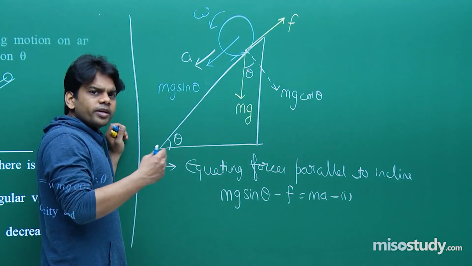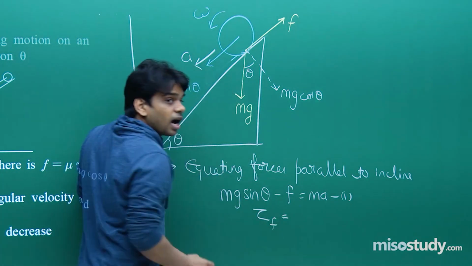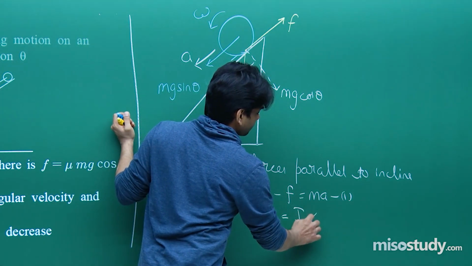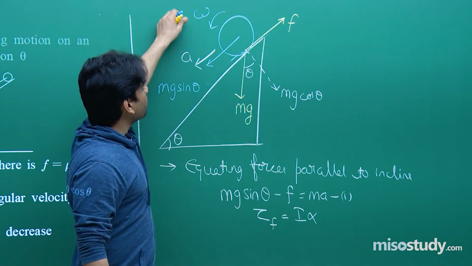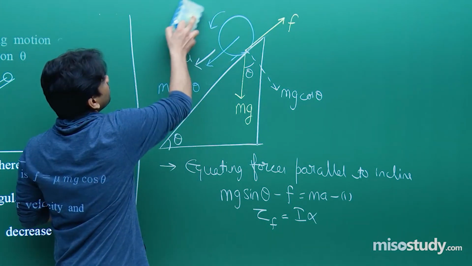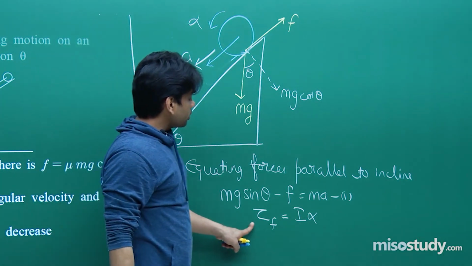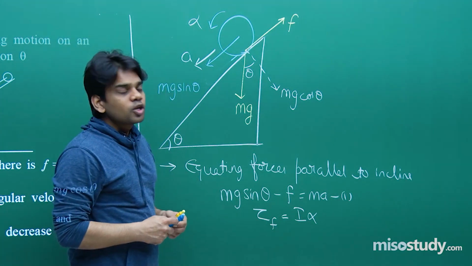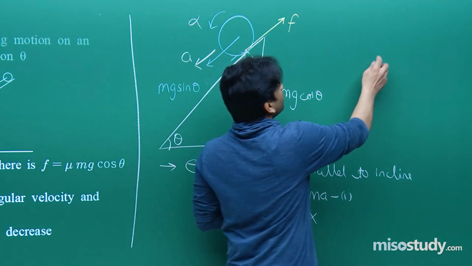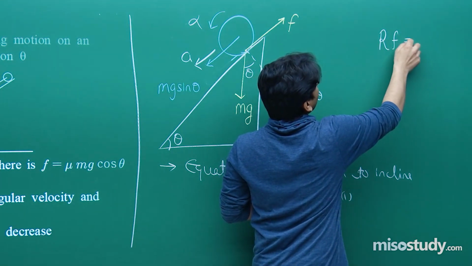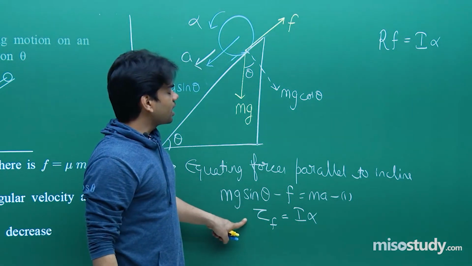Formulating the torque equation, we can write the torque due to frictional force will be equal to I into alpha, where alpha is the angular acceleration. So instead of omega for angular velocity, it will be better to mark this as angular acceleration, that is alpha. Torque will be equal to radius R into F. So we can write R into F will be equal to I into alpha.